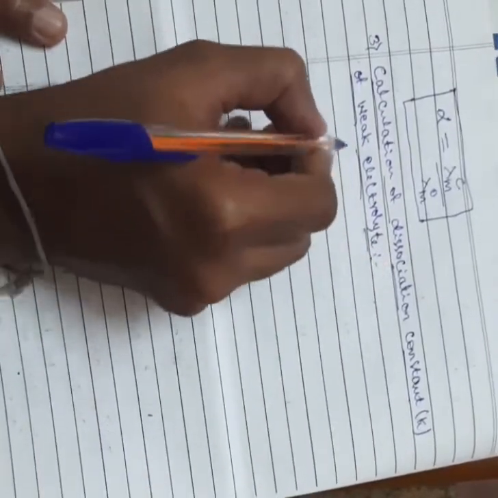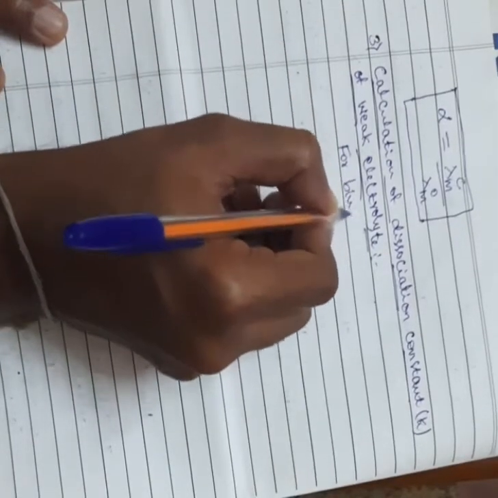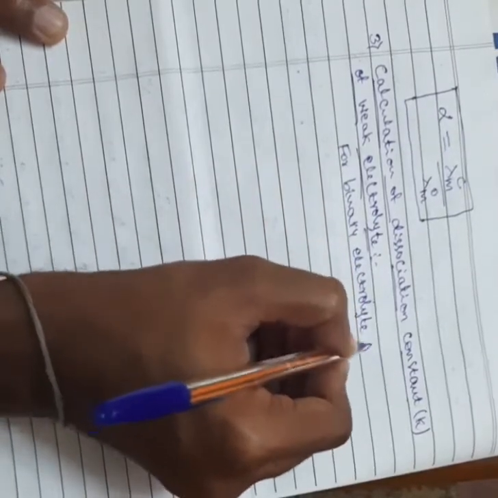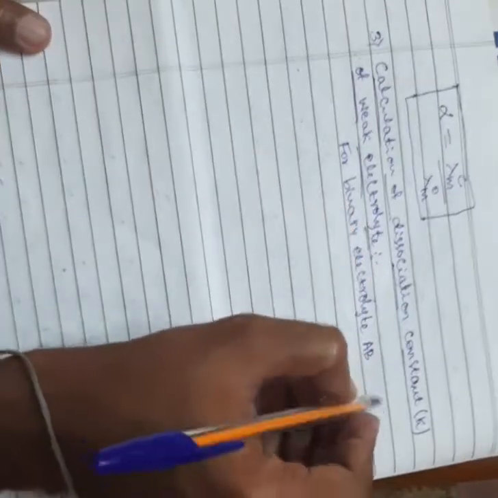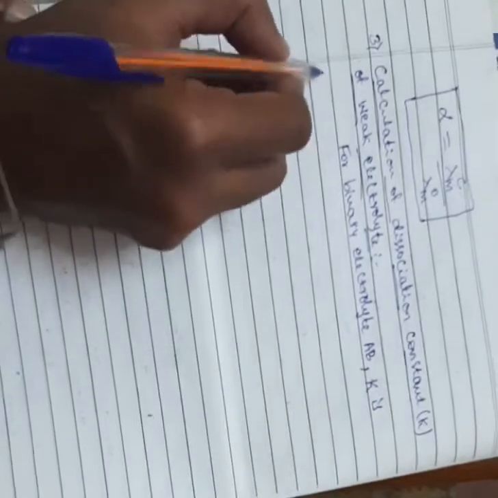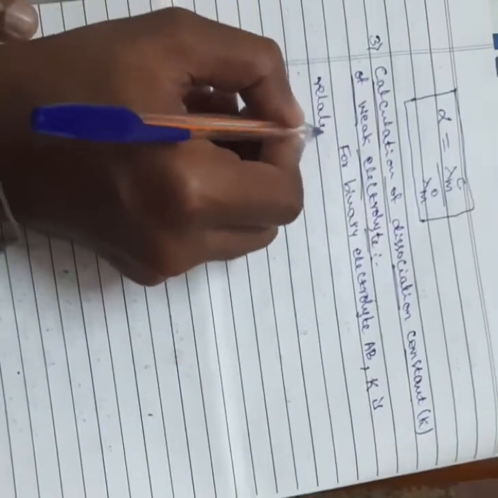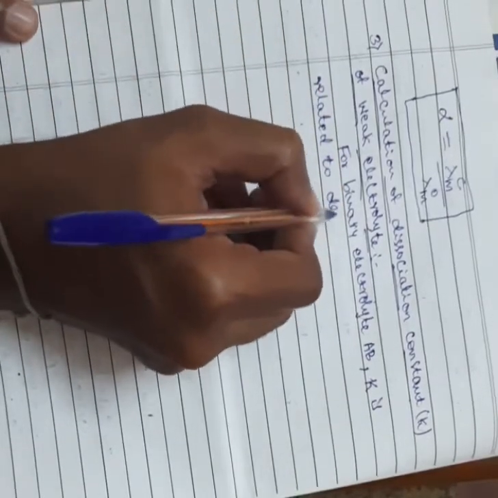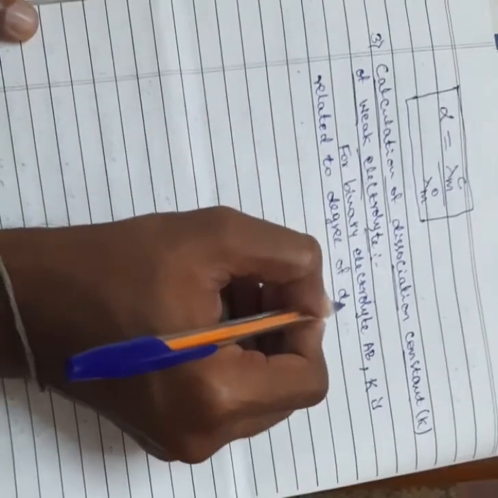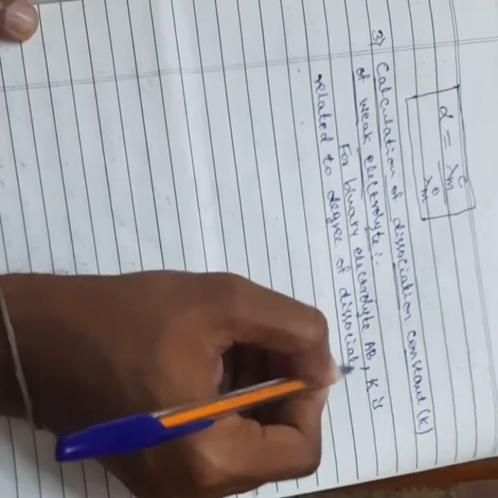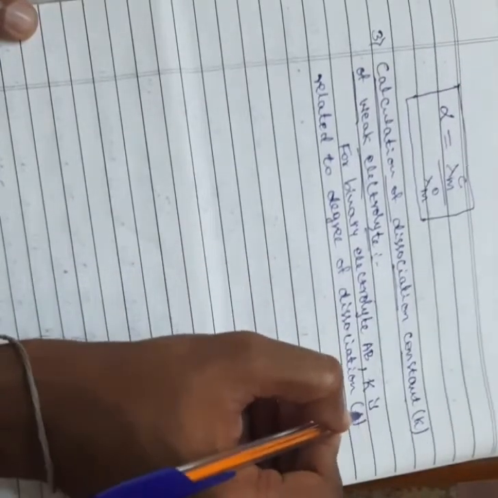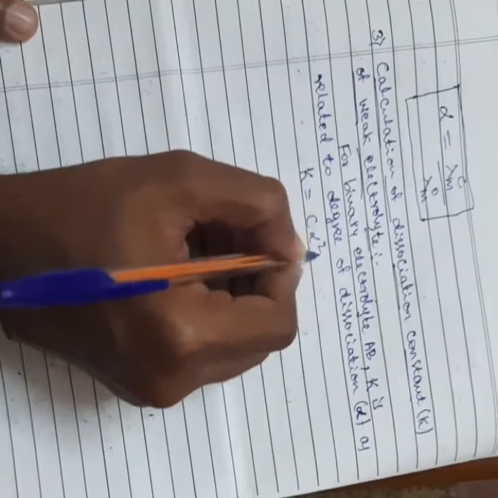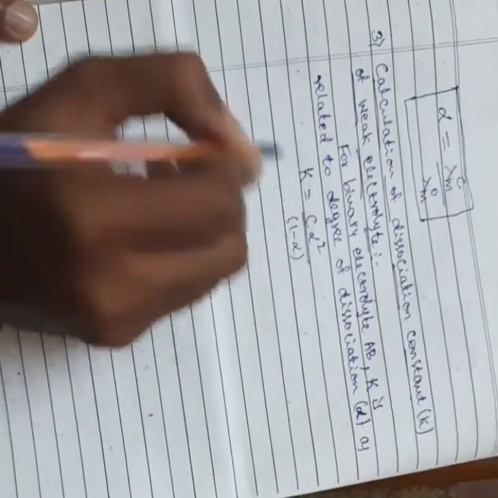So for a binary electrolyte, the dissociation constant K is related to the degree of dissociation, that is alpha, as K is equal to C into alpha square divided by 1 minus alpha. This is for a binary electrolyte.